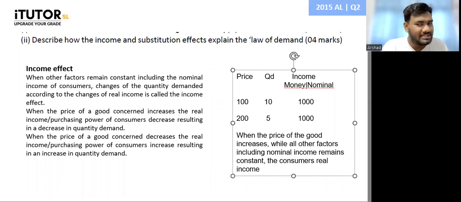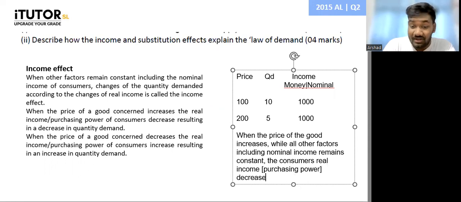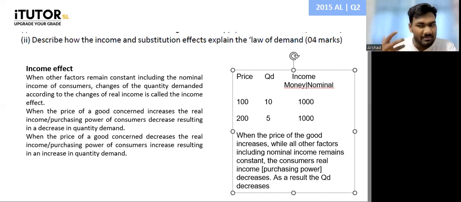Now, what is real income or purchasing power? Real income means from the money that you have, how much of goods and services you can buy. That is what purchasing power also means. Okay. So when the price of the good increases, while all other factors, including nominal income, remains constant, the consumer's real income, or in other words, we can say purchasing power, what happens? Decreases. Because his purchasing power decreases, as a result, the quantity demand decreases. Now, because his purchasing power is low, he can't buy much now. Therefore, his quantity demanded goes down.